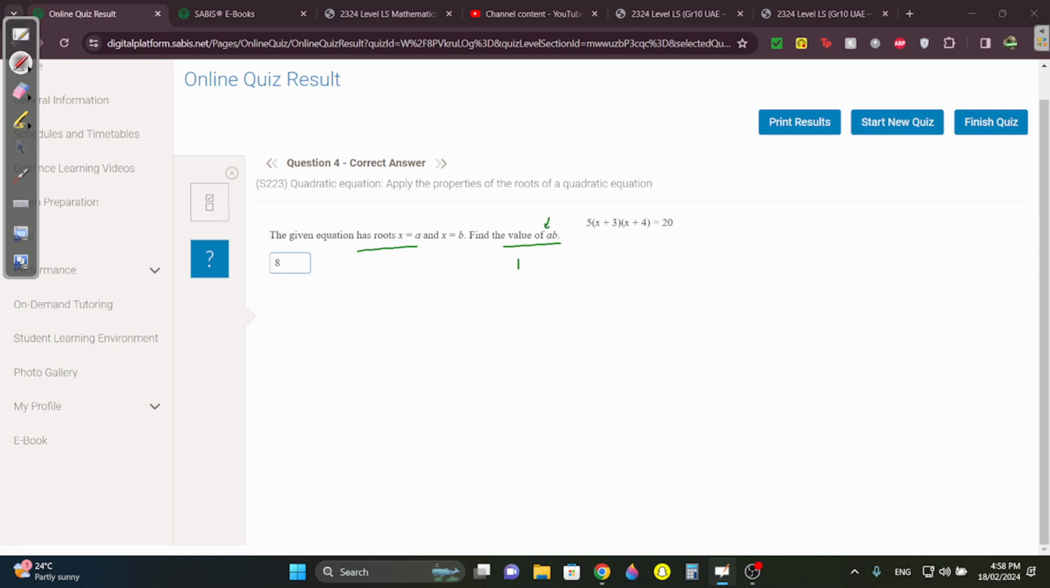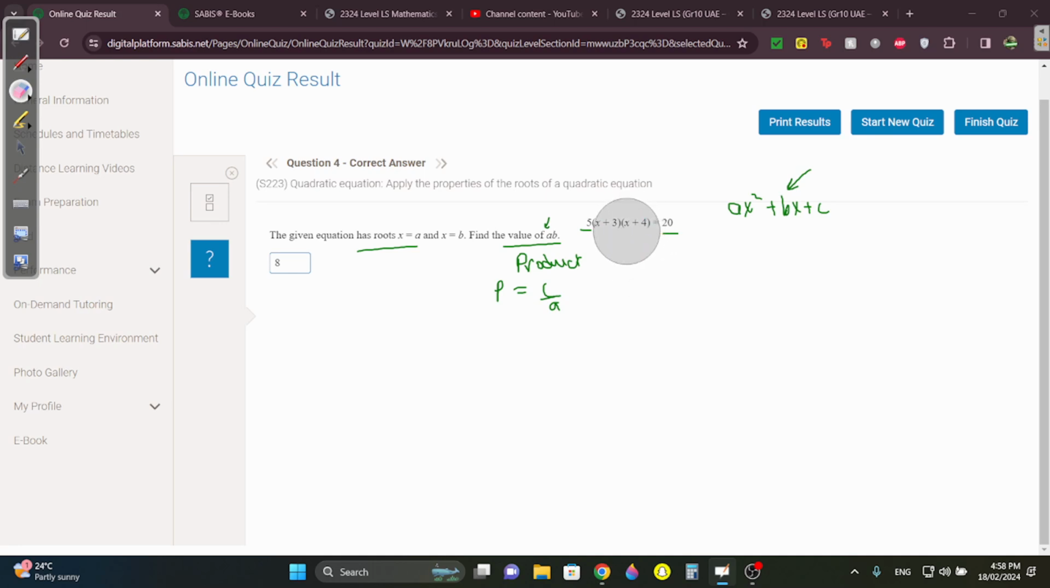ab is like saying they want the product, right? They want the product. And remember that the product is always c over a. Can you find c over a if you have this? Obviously you can't, right? So you need to distribute it. You need to solve it. You have to make it a quadratic like this: ax squared plus bx plus c. How do you do that? You have to multiply everything.